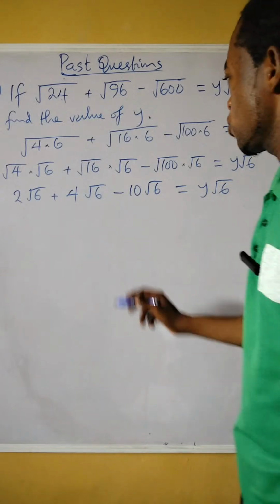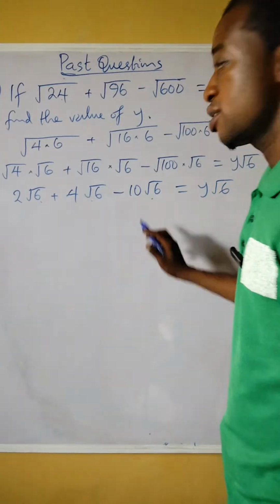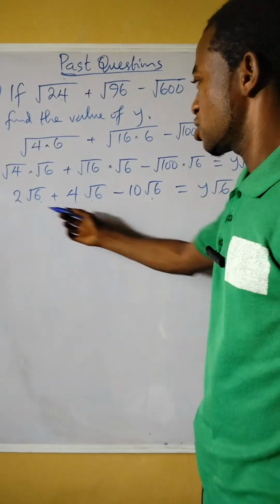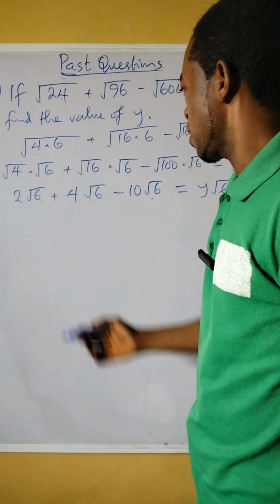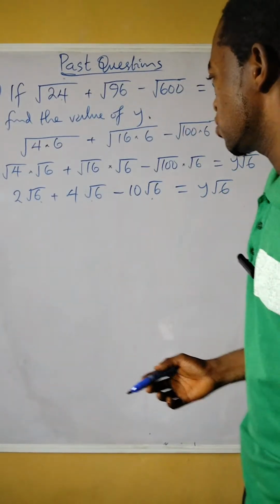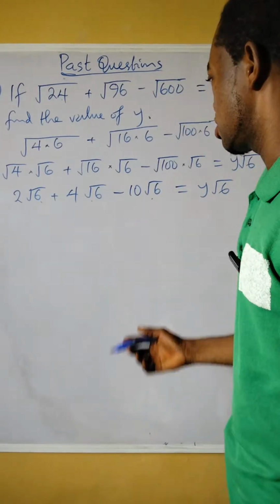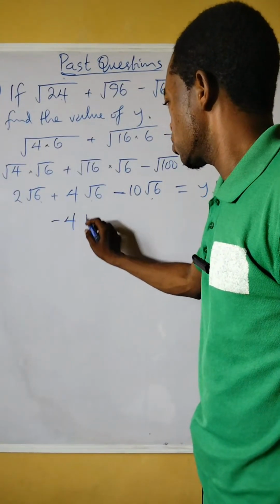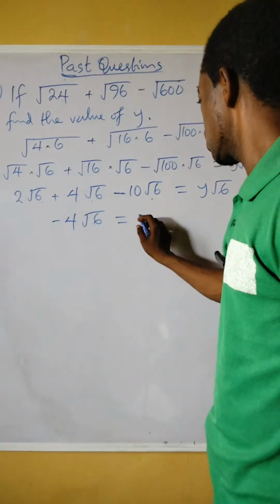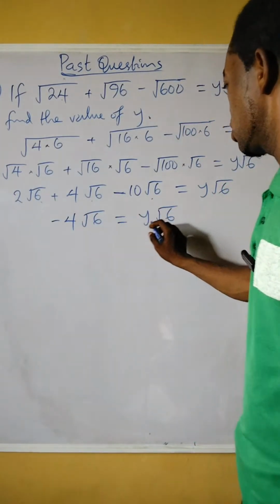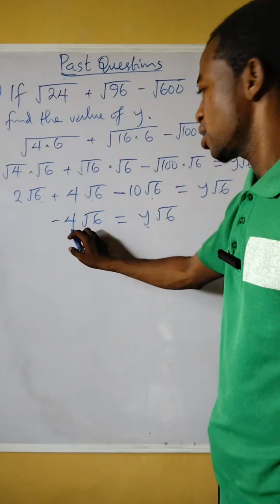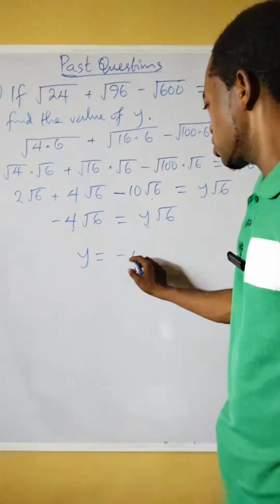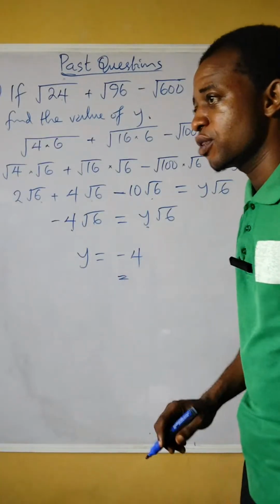Here we have root 6, root 6, root 6. These are similar, so we can add and subtract. 2 plus 4 gives us 6, and 6 minus 10 gives us minus 4. So we have minus 4 root 6 equals y root 6. So the coefficient of root 6 here is y, and that here is minus 4. So y is equal to minus 4. So here we have the value of y.